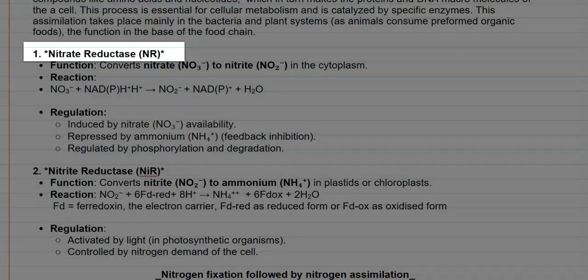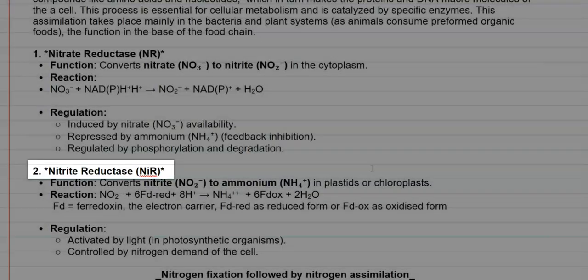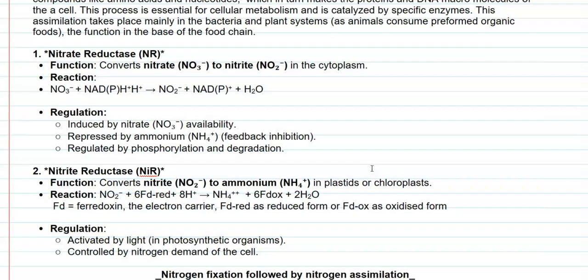The first one is nitrate reductase and the next enzyme is nitrite reductase. The function of nitrate reductase is to convert the nitrate ion into nitrite. This process takes place in the cytoplasm of the cell. If you look at the reaction, nitrate in the presence of NADPH is converted into nitrite, NADP and water.